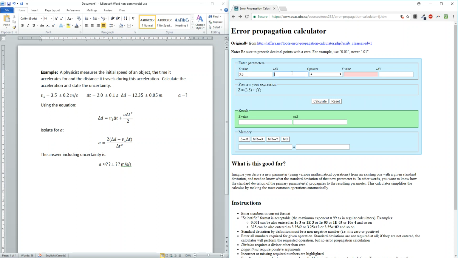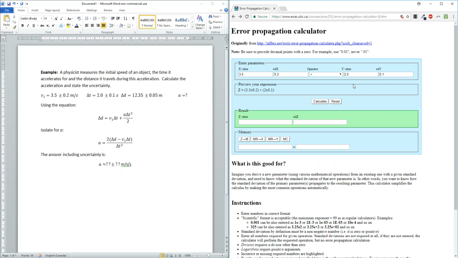It has an uncertainty of 0.2. Now, dx, or delta x, is our uncertainty, so see how it's put in here, 3.5 plus or minus 0.2. It is a multiplication, so we change the operator to multiplication. The y value is time, which was 2.0. And you must put in 0 first, 0.1, like so.